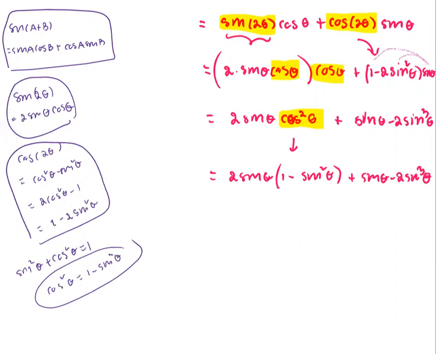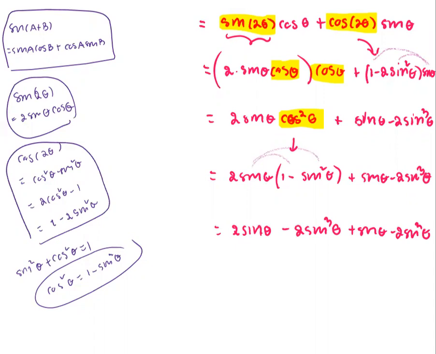Next step, we are going to distribute 2 sine theta into the grouping symbol to get 2 times sine theta minus 2 times sine to the third power of theta, plus the sine theta minus 2 times sine to the third power of an angle theta.